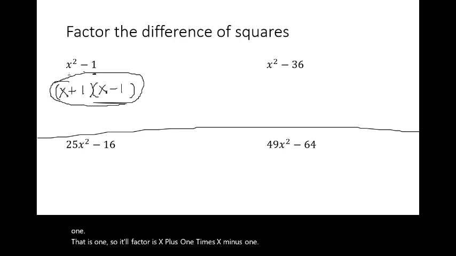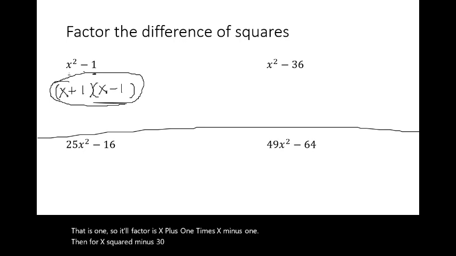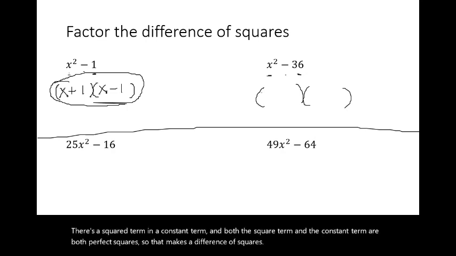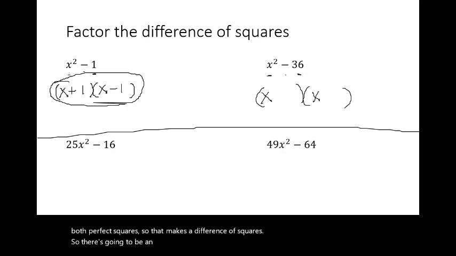Then for x squared minus 36, there's only two terms. The two terms are being subtracted. There's a square term and a constant term, and both the square term and the constant term are perfect squares, so that makes this a difference of squares. So there's going to be an x here and an x here. One of the factors will be positive, the other one will be negative.